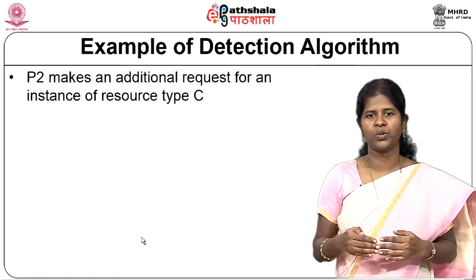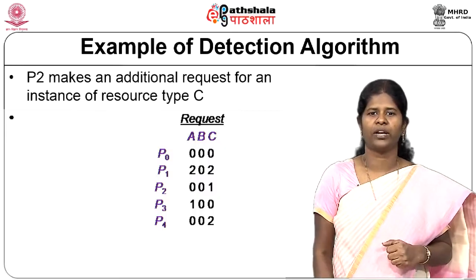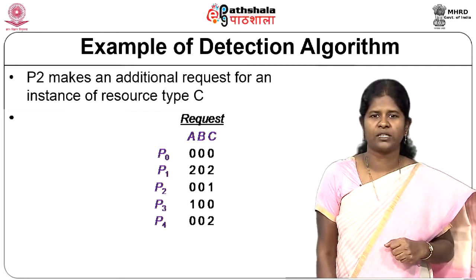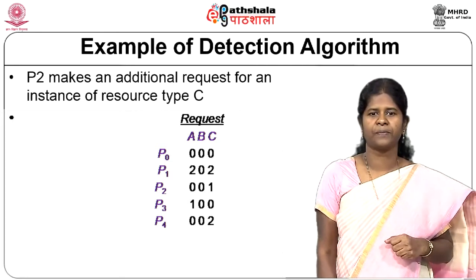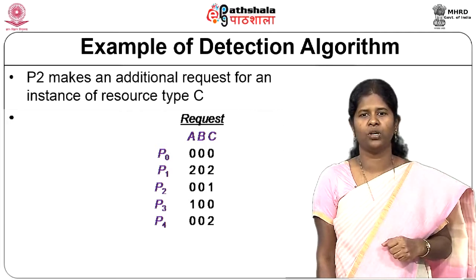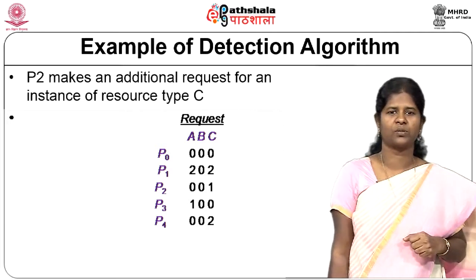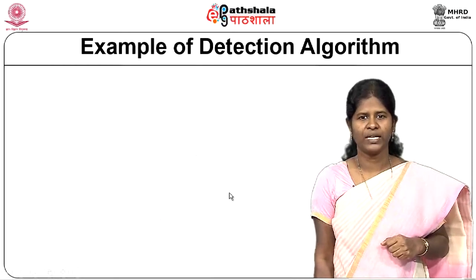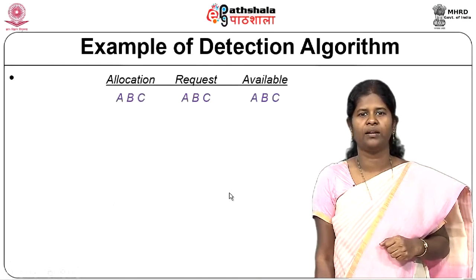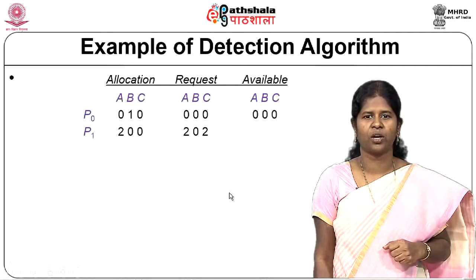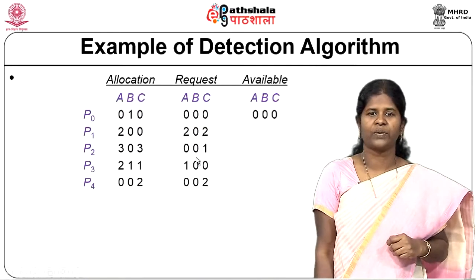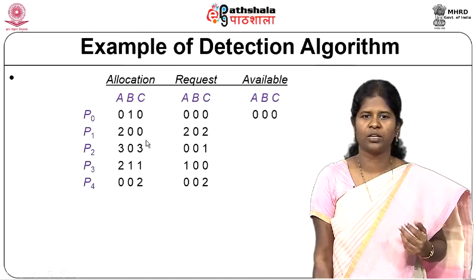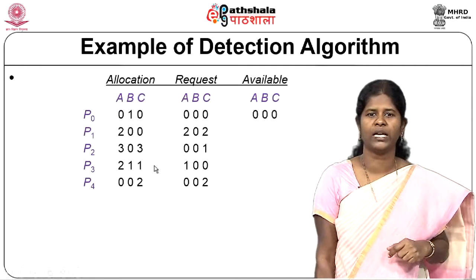But now, if P2 makes an additional request for an instance of resource type C, the request vector changes like this. Earlier P2 was not requesting any instance of a resource, but now P2 wants one instance of resource type C. Let us see if the system will be in a deadlock state or not. P2 is requesting one more instance of C, what is available is 0 0 0, and the allocation is as it was in the earlier case.